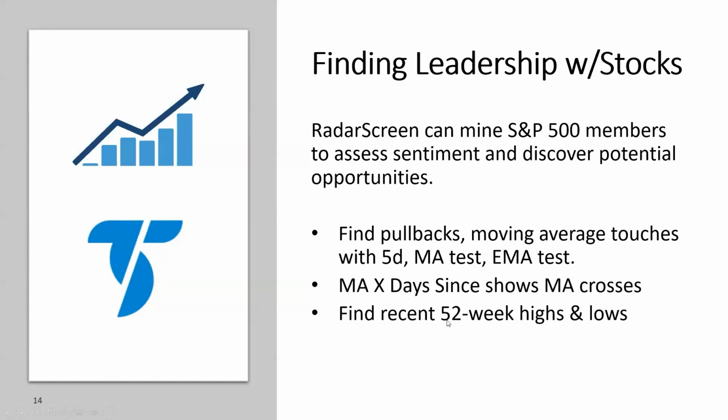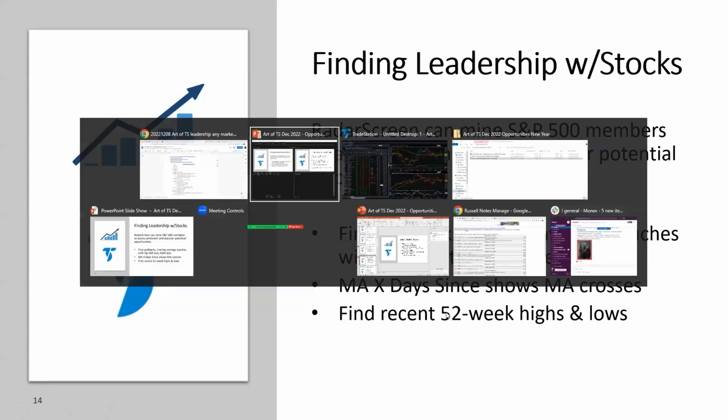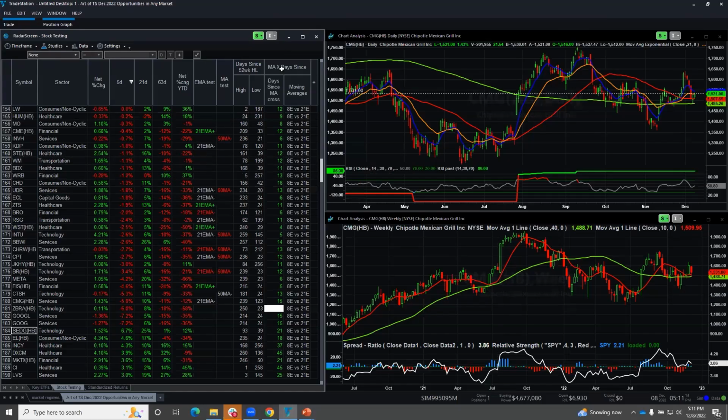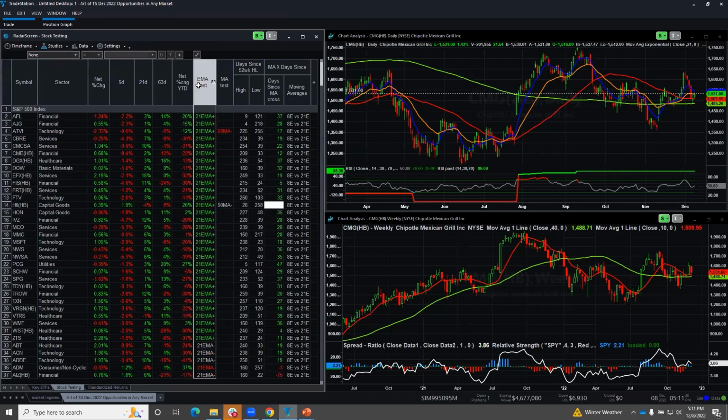I showed you this process. Some of the things we used here were MAX days since, a custom indicator just for you guys, and days since 52-week high low, also a custom indicator just for you guys. Another thing I just want to mention quickly is the EMA test.